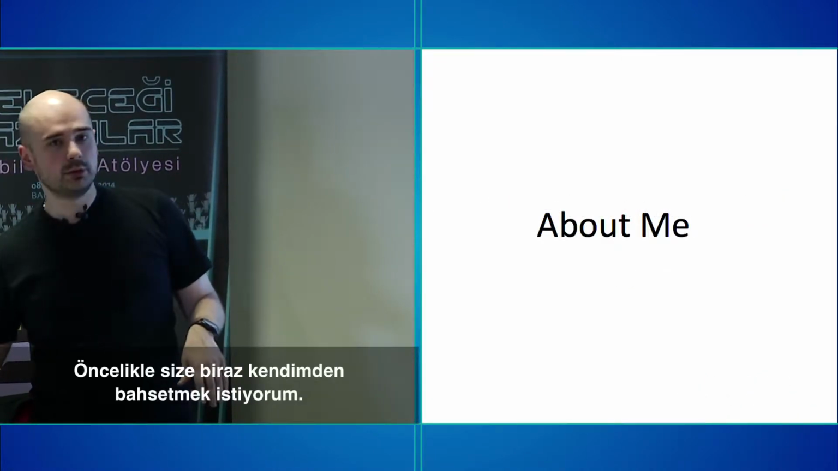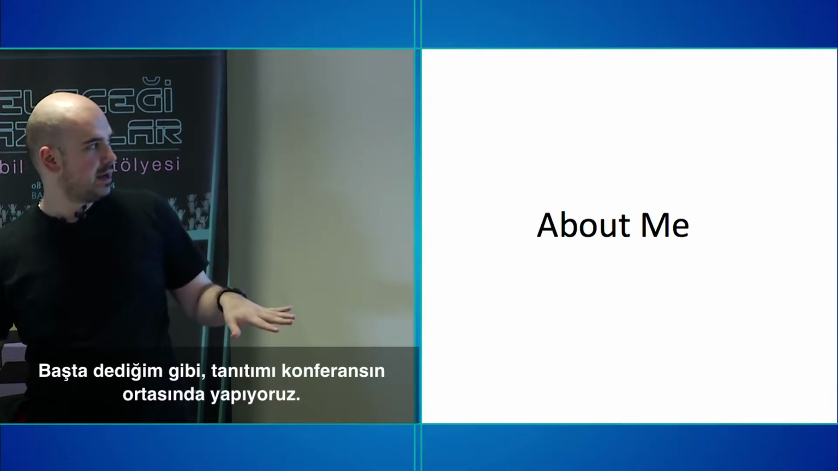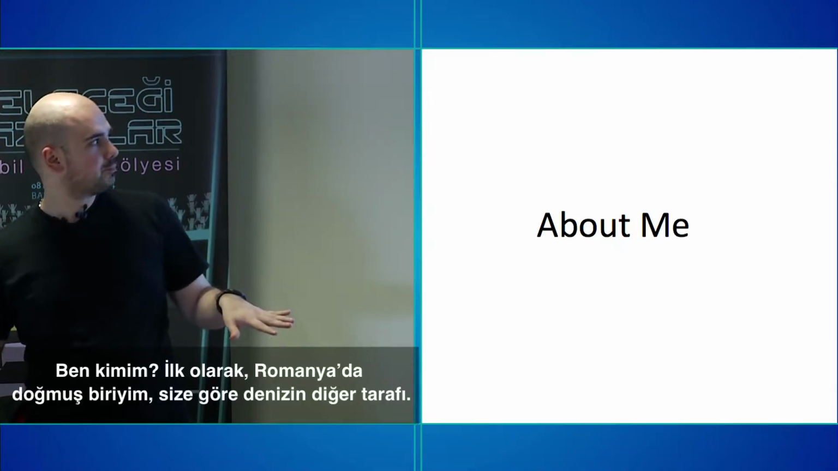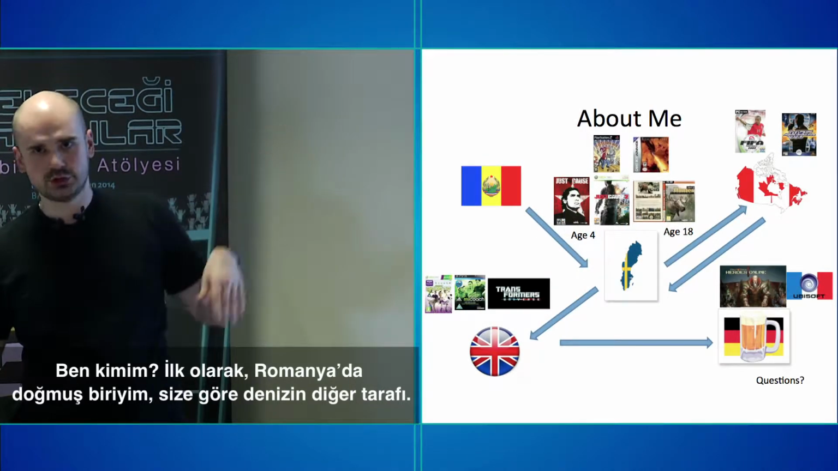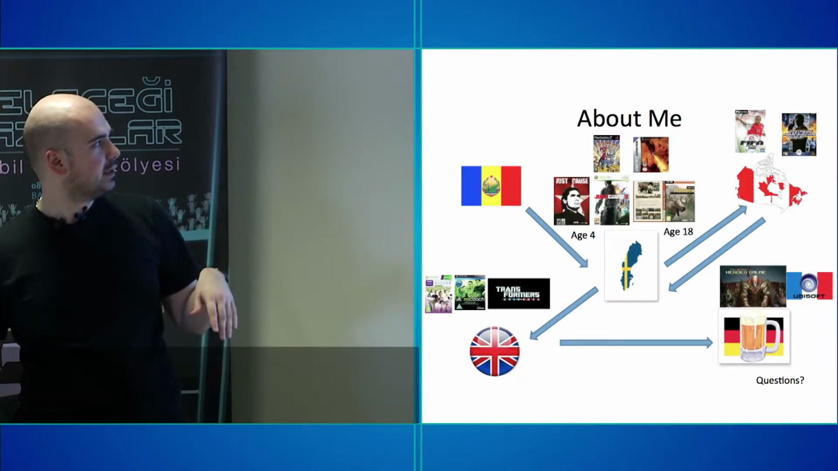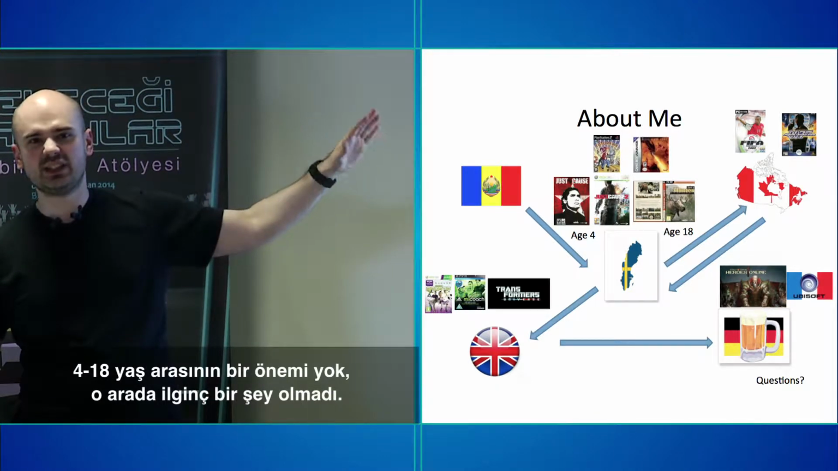First, I want to talk a little bit about me. Just like I said, we're going to do the introduction somewhere in the middle. Who am I? Well, first of all, I'm a Romanian-born person. I was actually born across the pond in Romania. At age 4, I moved to Sweden. And then at age 18, I moved to Canada. So the part in between 4 and 18, you don't have to worry about.